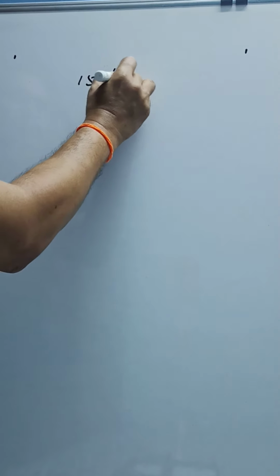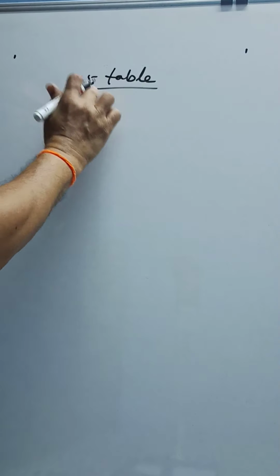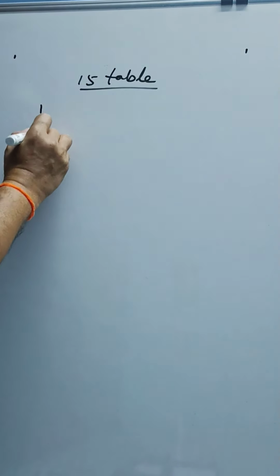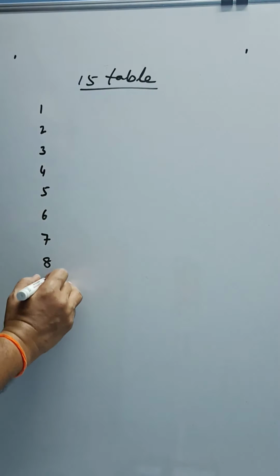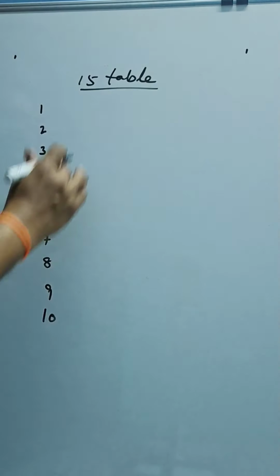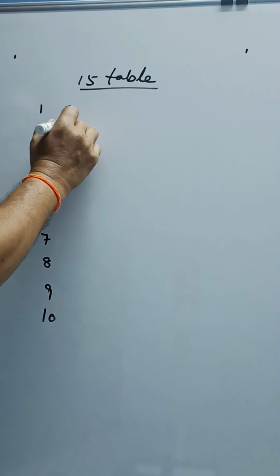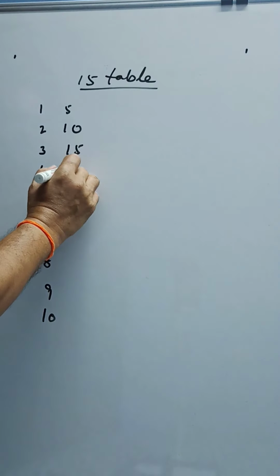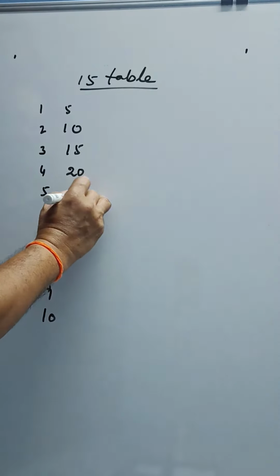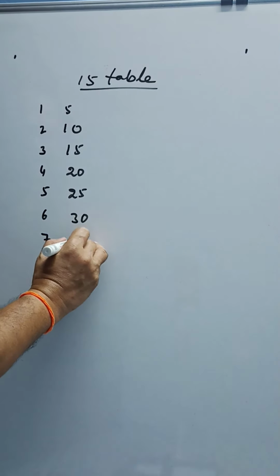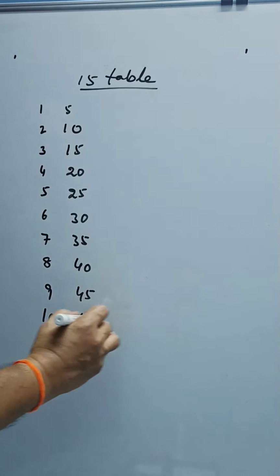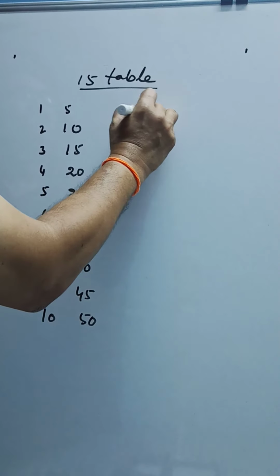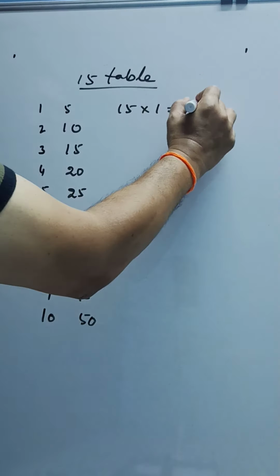After 14, let us proceed to the 15th table. 15th table. Again we will write the 1 table and the 5 table. 1 ones are 1, 2, 3, 4, 5, 6, 7, 8, 9 and 10. Write the 5 table: 5 ones are 5, 5 twos are 10, 5 threes are 15, 5 fours are 20, 5 fives are 25, 5 sixes are 30, 5 sevens are 35, 5 eights are 40, 5 nines are 45, 5 tens are 50. Now to write the 15th table, 15 ones are 1 and 5, 15.